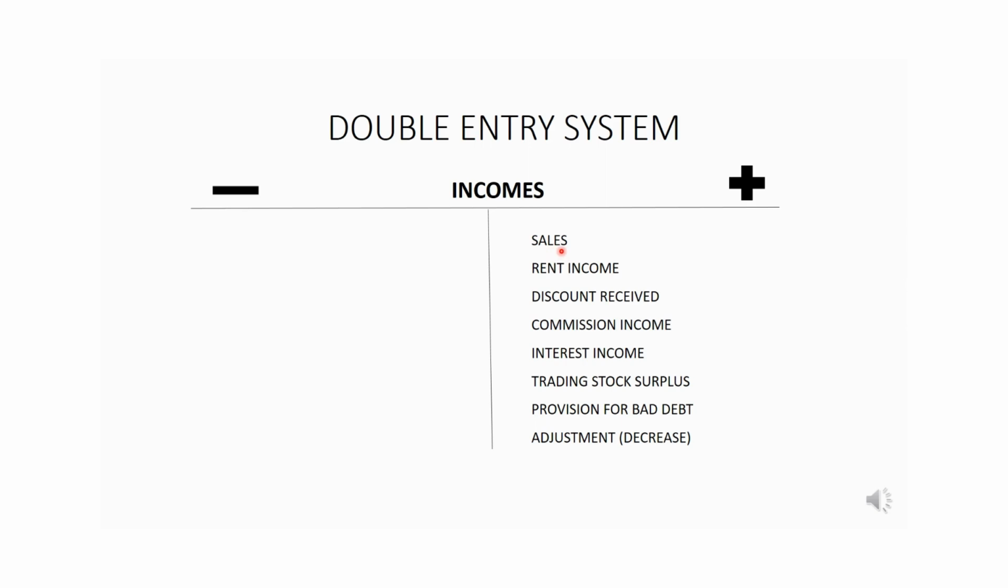Allow me to explain how your income account is affected. Your income account is affected in this manner. Whenever your incomes are increasing, they will be affected on the credit side. So if you see an income account being credited, you are referring to a situation where it was an inflow of cash, or it will be an inflow of cash in the future.